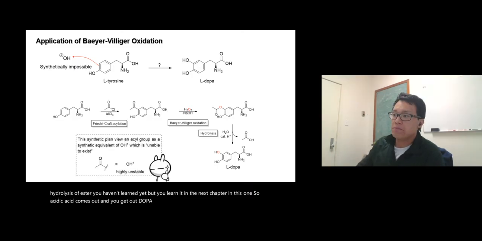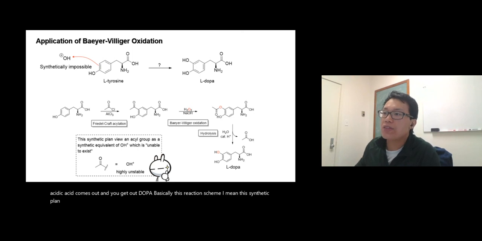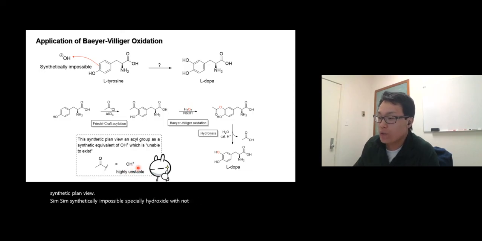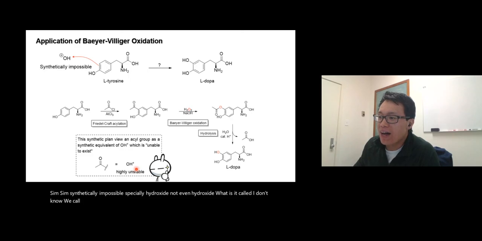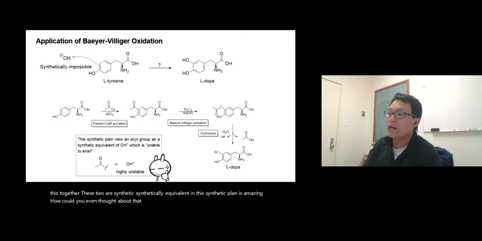Basically, this synthetic plan gets around a synthetically impossible species, like hydroxide with a positive charge, not even hydroxide, I don't even know what we call it. Hydroxide with a positive charge is replaced by an acetyl group. It's amazing how you put this together. These two are synthetically equivalent in this synthetic plan. How could you even think about that, right? But it's one way that we make L-dopa from L-tyrosine.